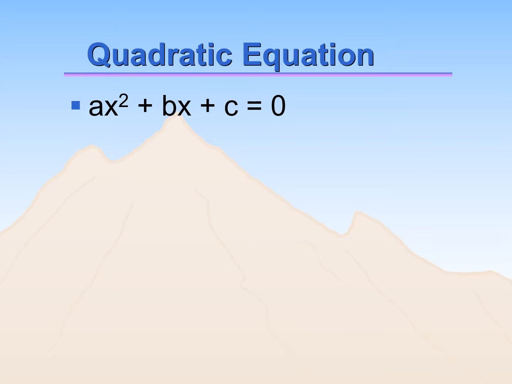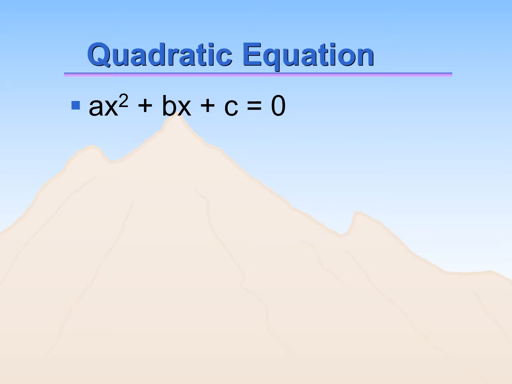Let's review. The quadratic equation in its general form looks like this: ax squared plus bx plus c equals 0, where the coefficients a, b, and c are very important to us. The coefficient a is the coefficient in front of x squared. The coefficient b is the coefficient in front of the x term. And then our c value is our constant that does not have an x variable next to it.